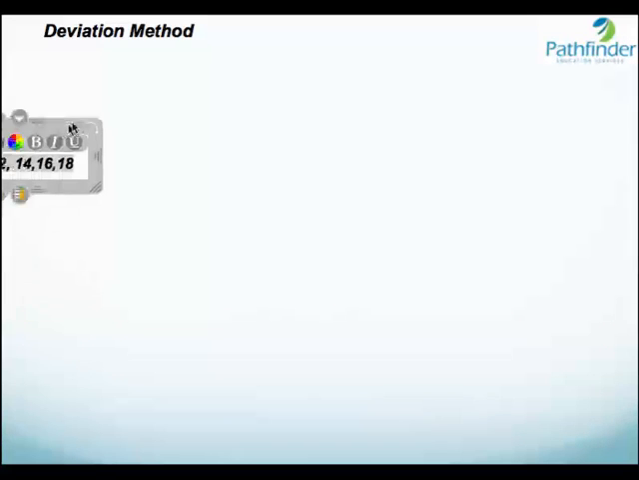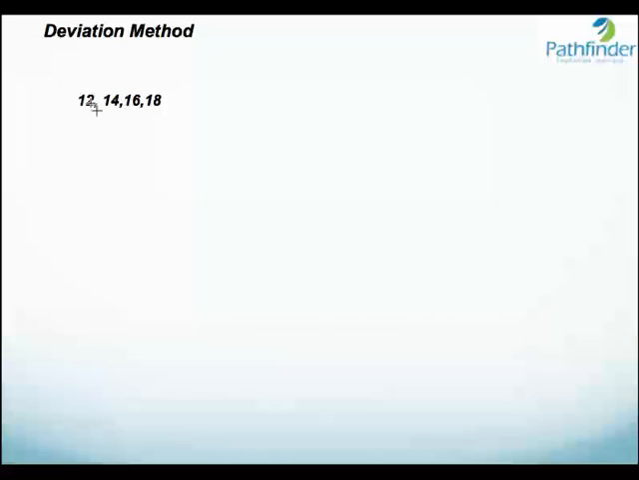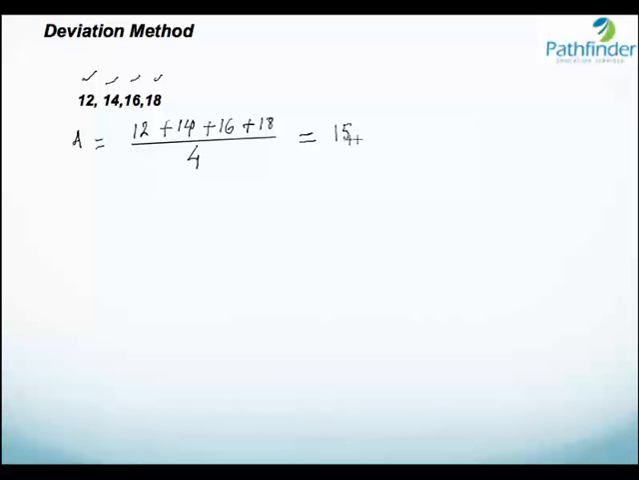Let us say we have four numbers and these numbers are 12, 14, 16 and 18. Now if we calculate the average of these four numbers, the average can be easily calculated as average is equal to 12 plus 14 plus 16 plus 18 whole of this divided by 4. So what do we get as the average? The average is equal to 15.